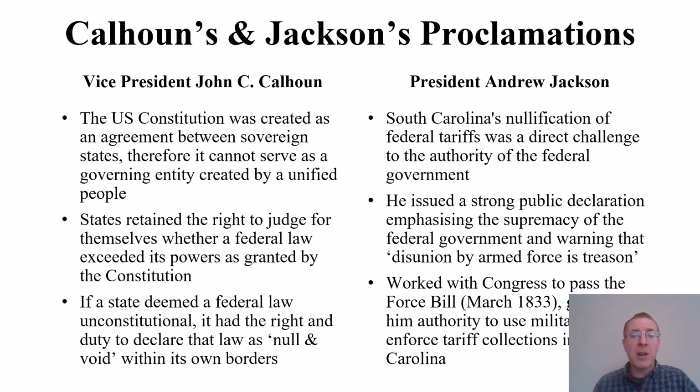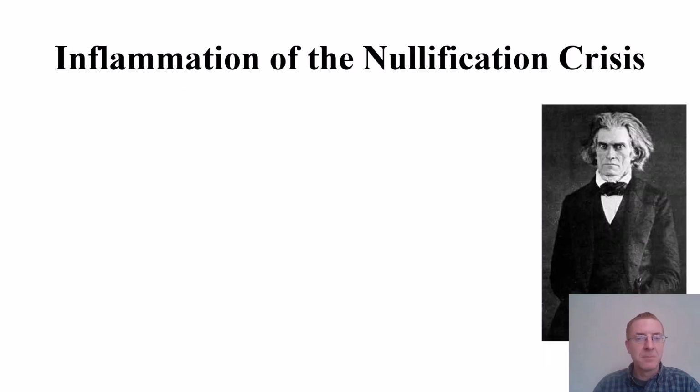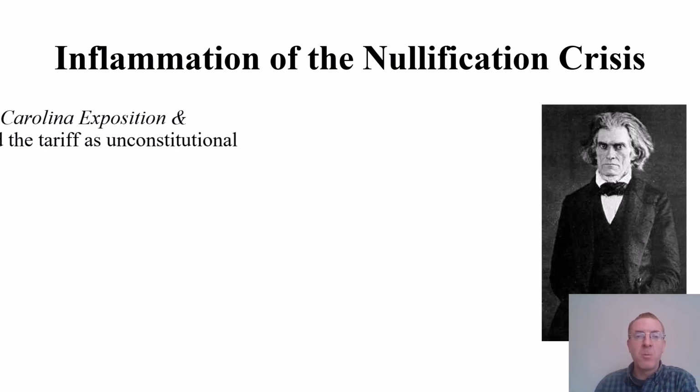His direct quote is, "Disunion by armed force is treason," because South Carolina said that they would, if necessary, use state forces to enforce the nullification. And eventually, Andrew Jackson put forward the Force Bill in March 1833. He said that he would use the military, the U.S. Army and Navy, to enforce the collection of all tariffs in the port of Charleston, South Carolina. Now, that's not going to be very well received in South Carolina, and John C. Calhoun was absolutely furious when he found this out.